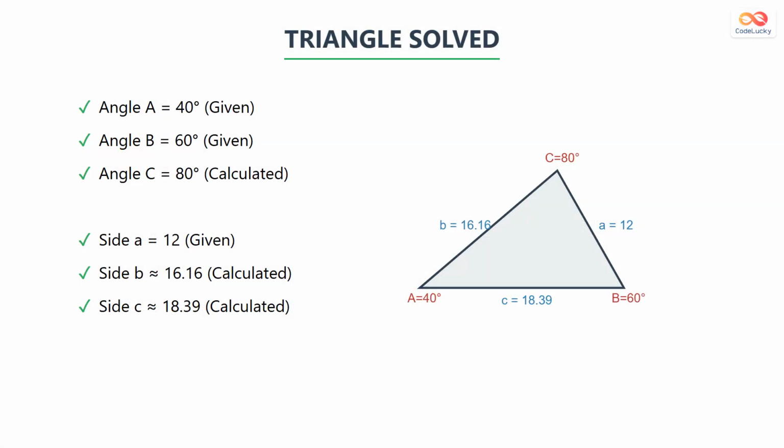And there we have it. The triangle is completely solved. We found the missing angle to be 80 degrees, side B is about 16.16, and side C is about 18.39. Notice how the largest side, 18.39, is opposite the largest angle, 80 degrees. This confirms our answer makes sense.